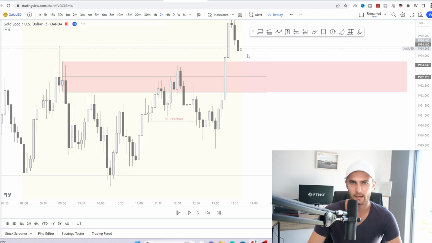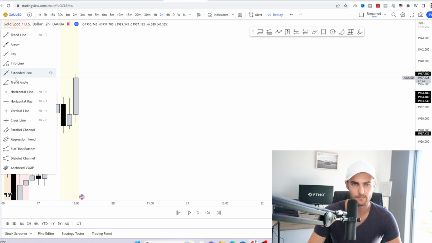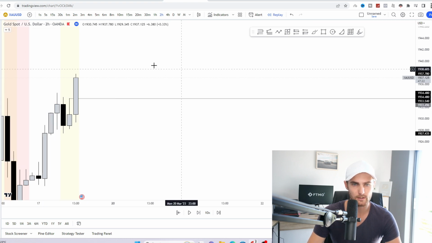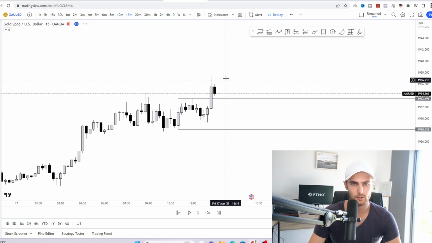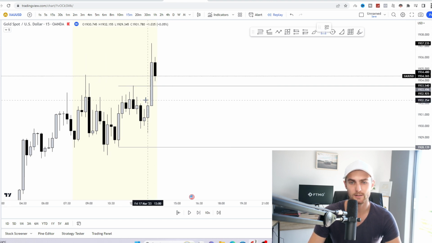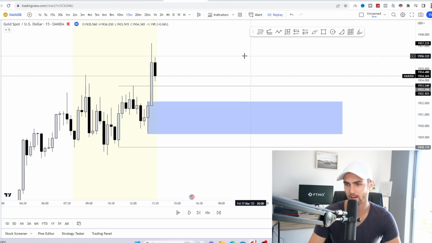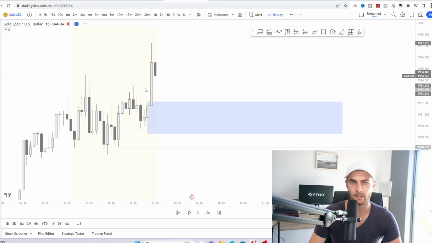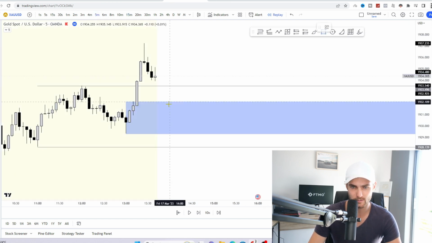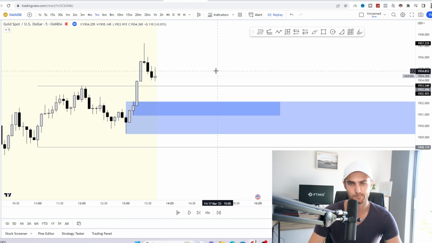So then I came back over to the 2-hour. Let me just remove these drawings. Highlighted my previous 2-hour candle. Come over to the 15-minute, and you can see price has now broken above the 1-hour structure. The demand zone that caused that break is this demand zone over here. So if I highlight this as a demand, we can then come over to the 5-minute to refine the zone, which specifically I will take the zone over here.